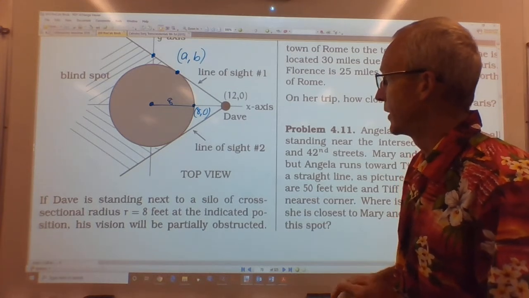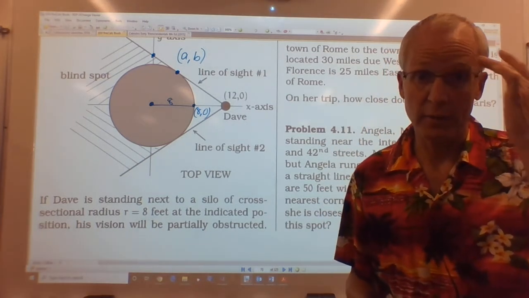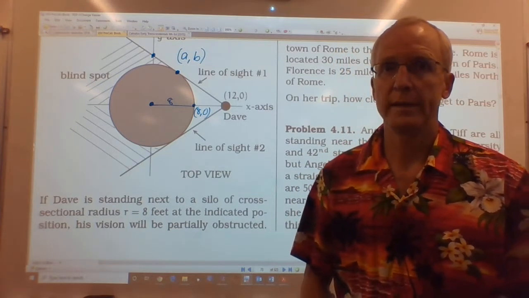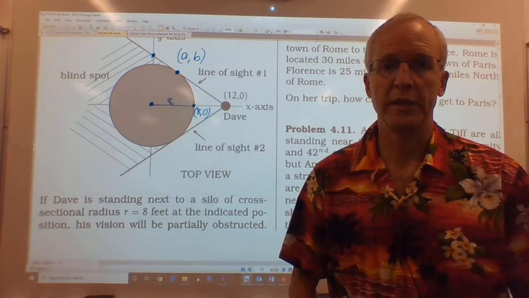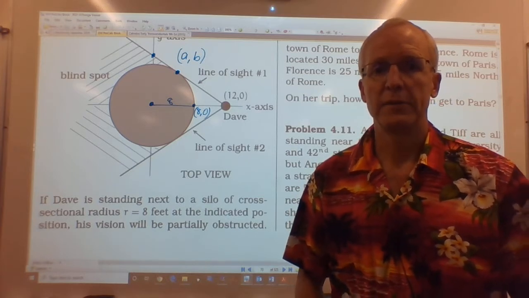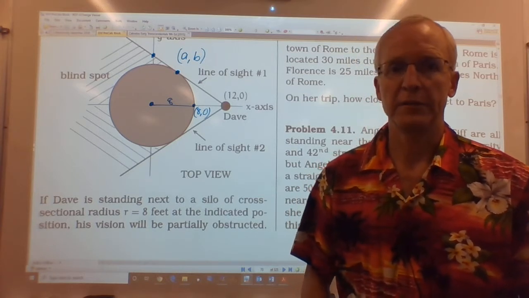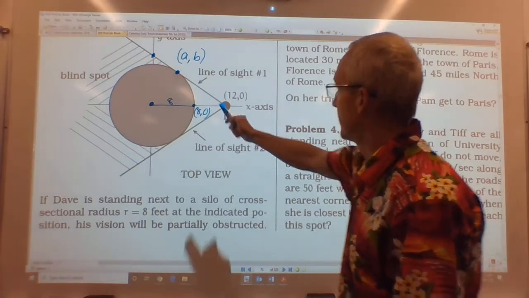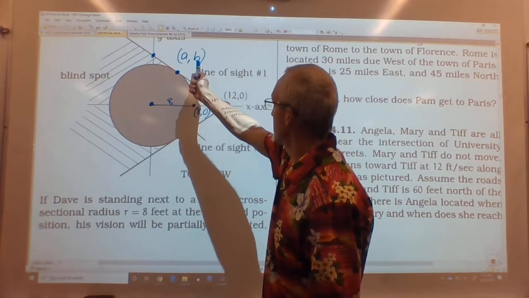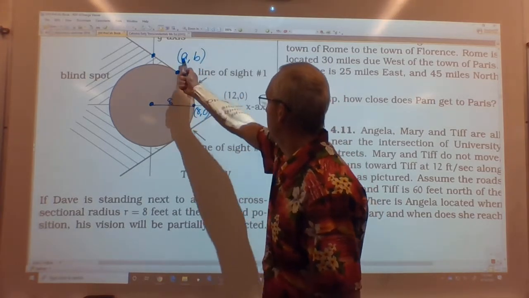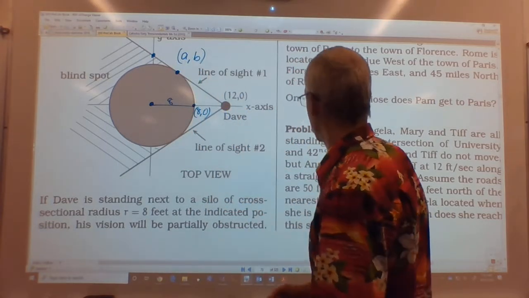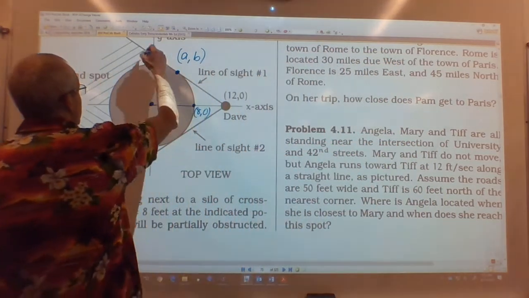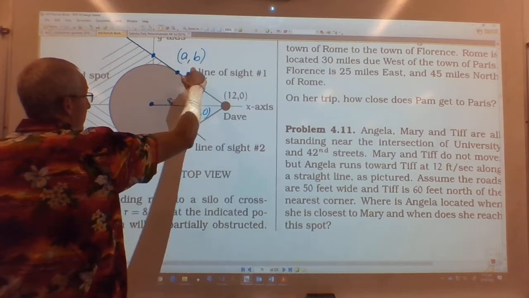First off, there are two ways to find the slope. If we can write the slope two different ways, set those two equations equal to each other, then we can solve and actually find what we're looking for. So I'll show you how that works. First off, one way to find the slope is b minus 0 divided by a minus 12.